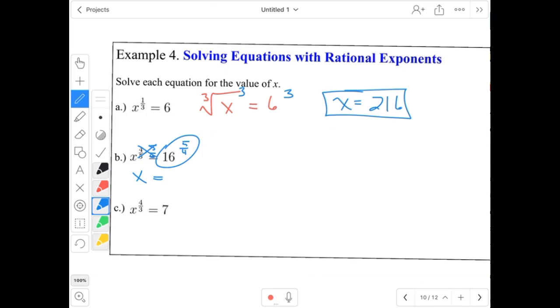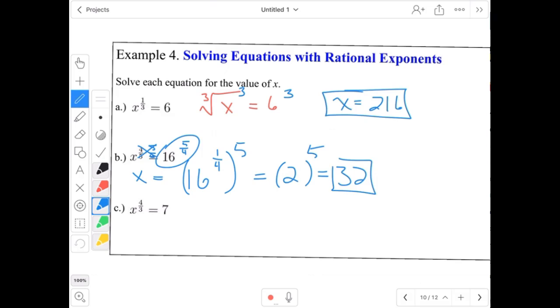So I already know what 16 to the 1/4 power is. I'm going to think of it this way. I'm going to evaluate that to the 1/4 power, and then I'll take that answer to the 5th power. So 16 to the 1/4 power I know is 2, raised to the 5th is going to be, let's see, 2 to the 3rd is 8, 16, we'd get 32. And then the last one, we can do that same thing again. We can take that to the 3/4 power.